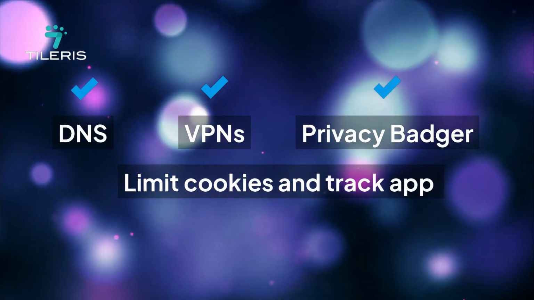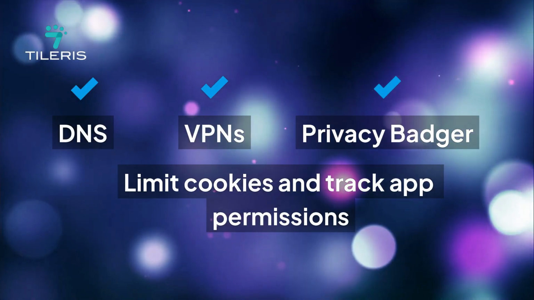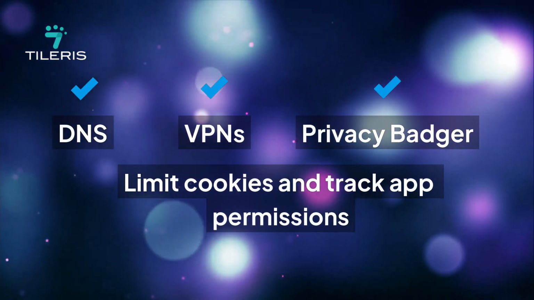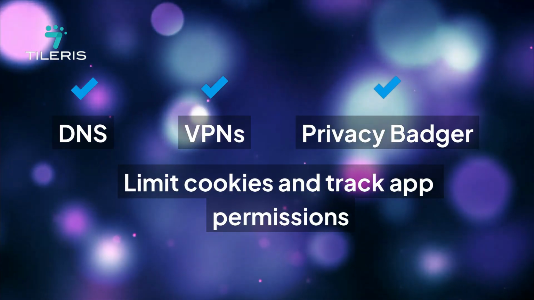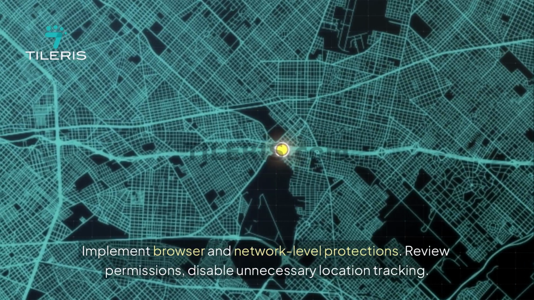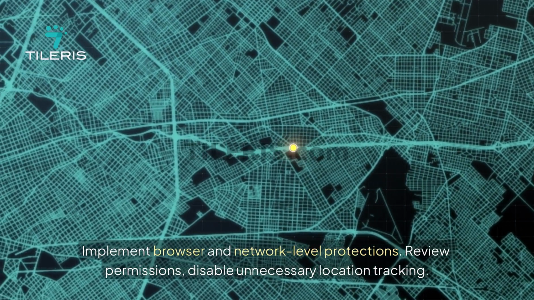Other checklist methods include choosing DNS over HTTPS for encrypted browsing, use of VPNs, and use of browser extensions like uBlock Origin and Privacy Badger. Limit cookies and track app permissions. Implement browser and network level protections. Review permissions, disable unnecessary location tracking.